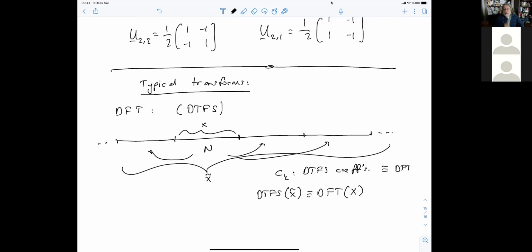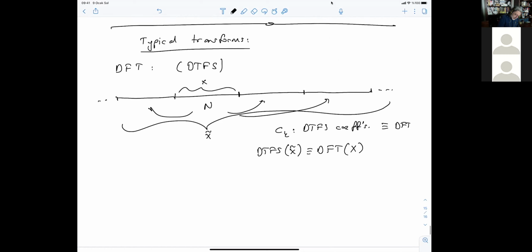It's not the discrete time Fourier transform. Be careful. Discrete time Fourier transform is a different thing. Discrete time Fourier transform gives you a Fourier transform which is continuous in frequency in terms of omega. And it is just 2 pi periodic in omega. DFT is not 2 pi periodic or anything, and it is discrete in frequency as well.